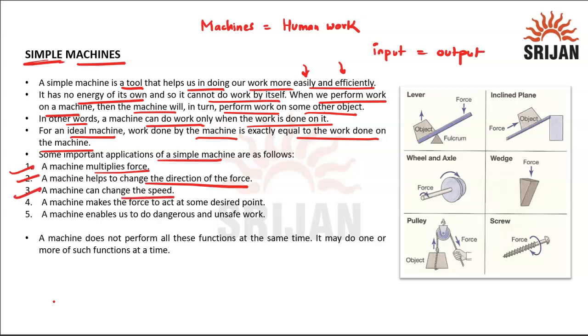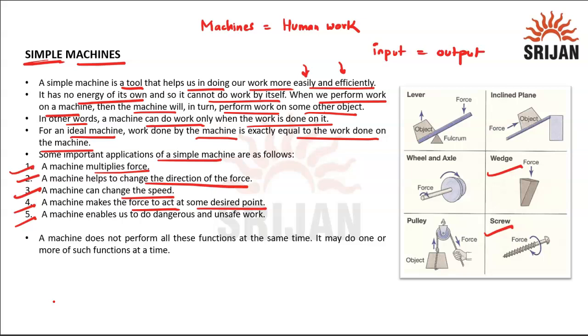Third, a machine can change the speed as well. Obviously, if you are multiplying the force, it will increase or decrease the speed as well. A machine makes the force act at some desired point. Let's take the example of a screw or a wedge, where you want the force on a very particular point. You can do that with a machine, whereas doing it with your hands would require effort and efficiency to do at a very accurate point.